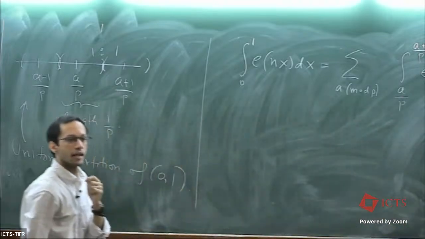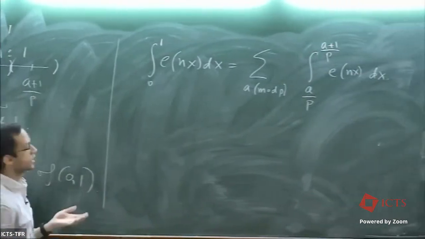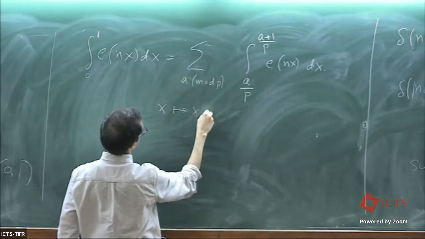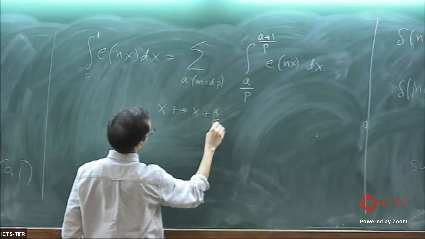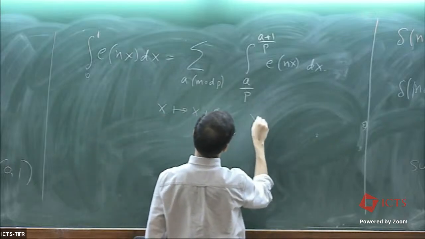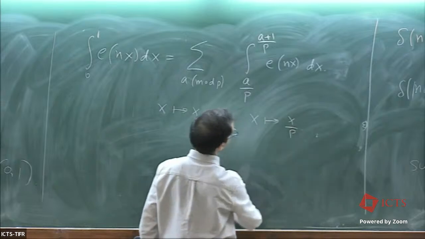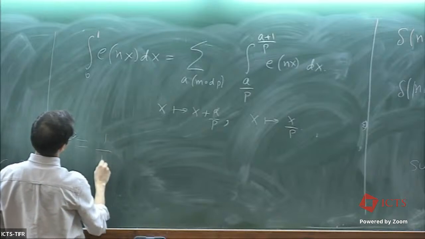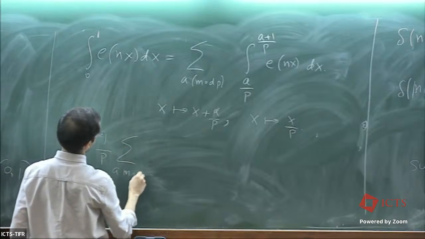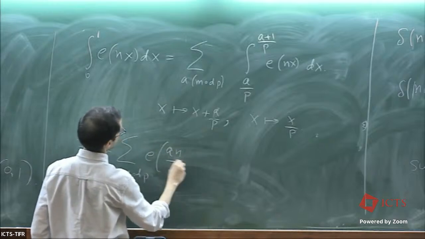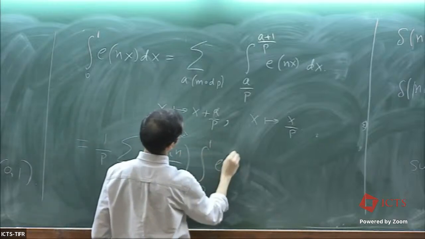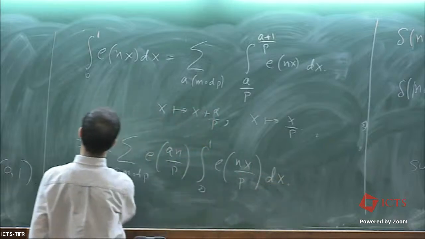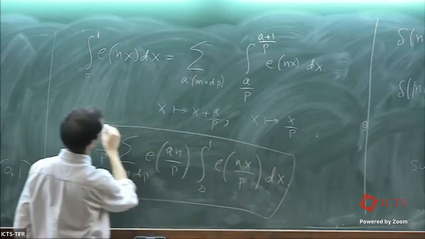Right? And now do a change of variables. Let's do 2 changes of variables together. Let's take x going to x plus a over p, and then the next change of variable as x going to x over p. If you do these together, you will end up getting this expression, which is 1 over p, summation a modulo p, e(an over p), integral 0 to 1 of e(nx over p) dx.